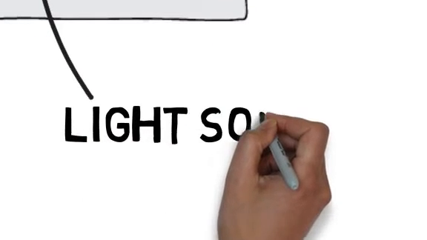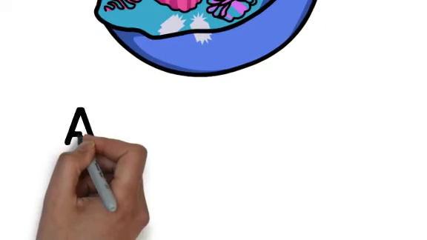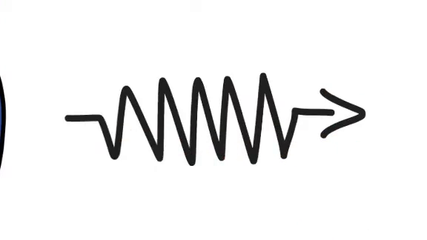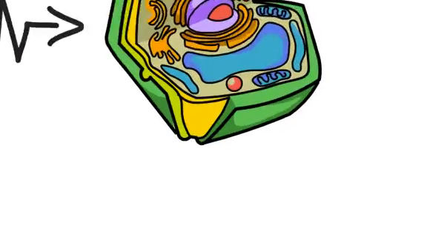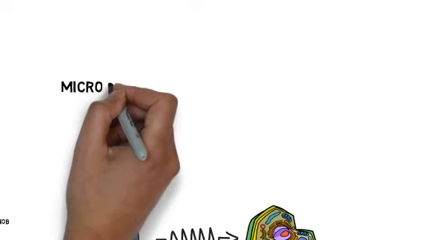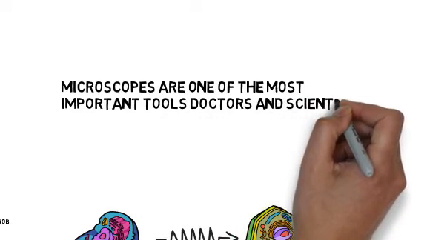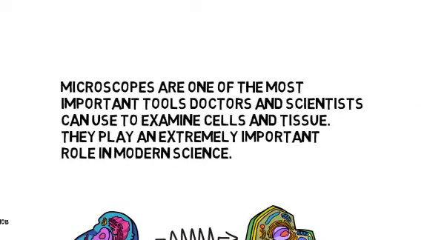So, why is a microscope necessary? Well, for starters, it helps us to see and understand animal and plant cells much better. The unaided eye could never see the fine details of living organisms. Microscopes are one of the most important tools doctors and scientists can use to examine cells and tissues. They play an extremely important role in science.